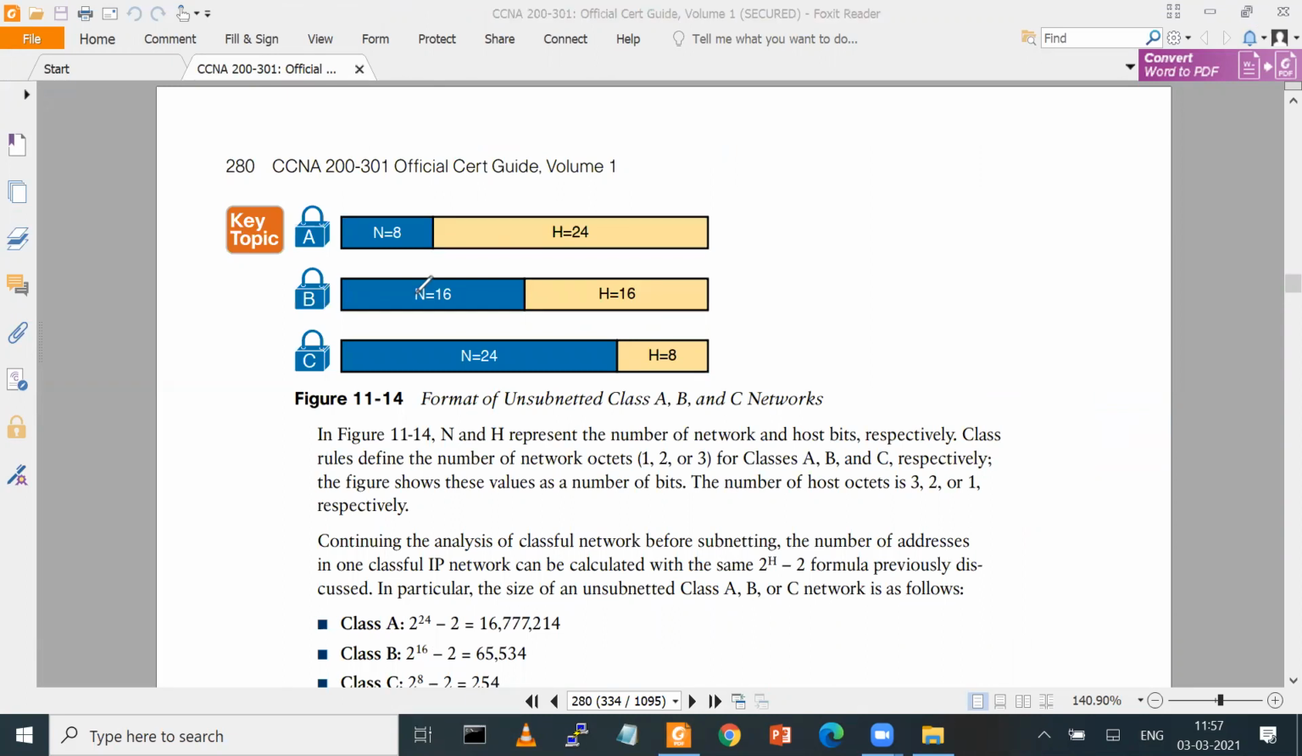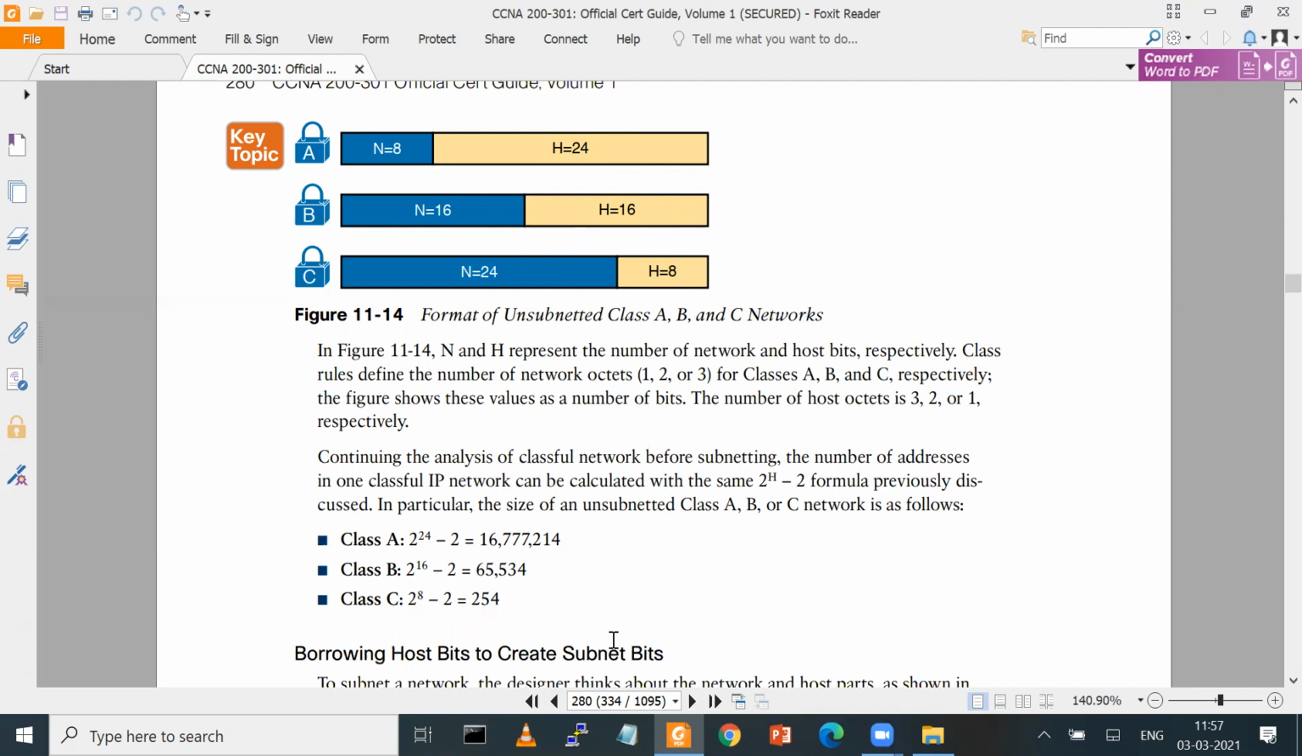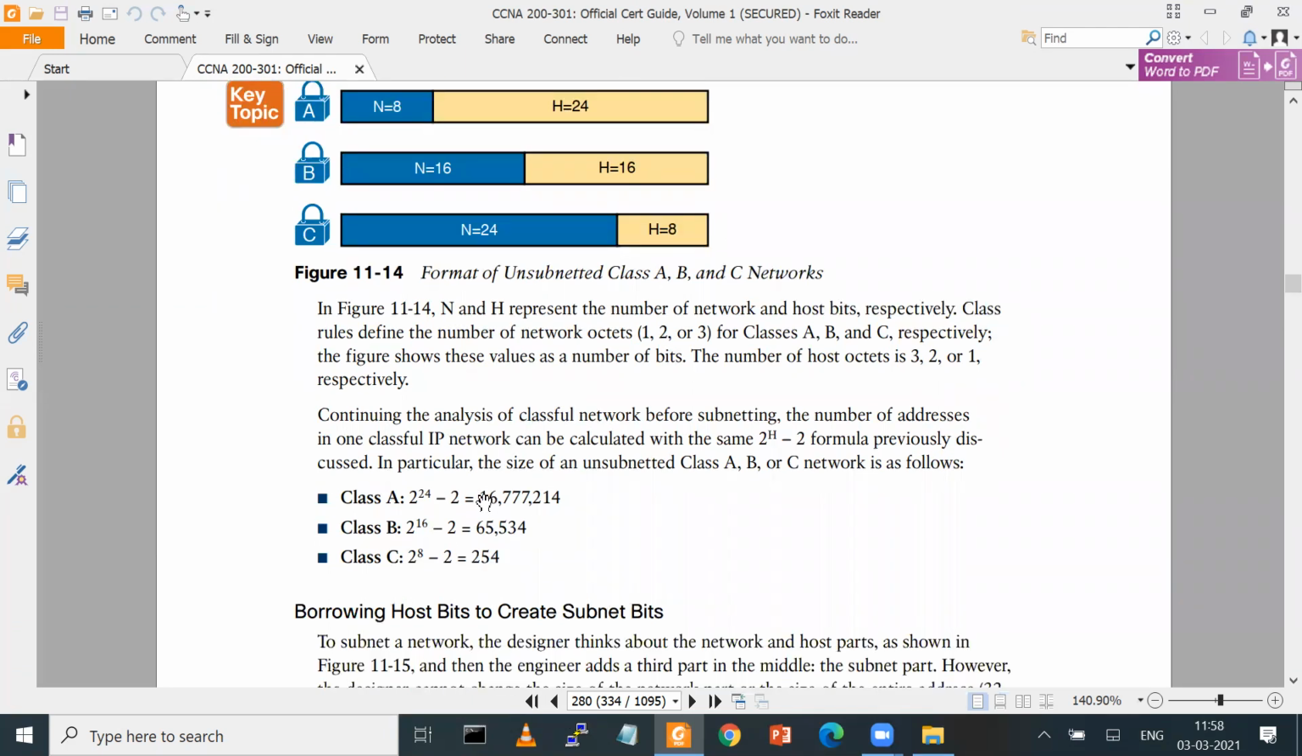देखो बता रहा क्लास A होगा, लॉक जैसा दिखा रहा है, it is showing lock sign. क्लास A नेटवर्क बिट इज इक्वल टू 8, होस्ट बिट इज इक्वल टू 24. क्लास B होस्ट बिट 16, class C 8. Format of unsubnetted ABC network. And here it is showing some calculation also. For class A, you can check the number of hosts we can calculate. Class B and class C similarly.